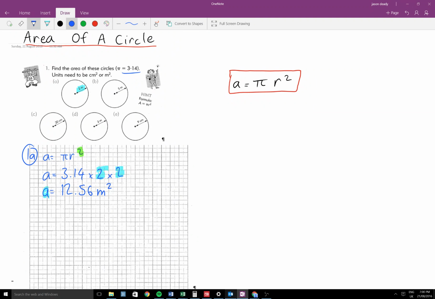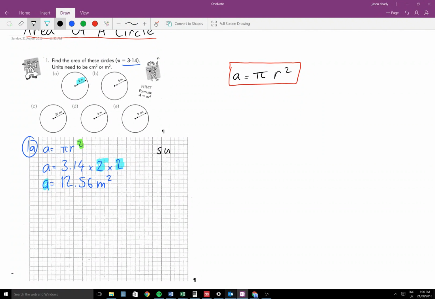So that's how we do the question. Our first step is to write the formula. Our second step is to sub in, and remember that's 2's twice because it's squared. And then I use my calculator. Hopefully you can repeat that and do it without too many dramas.